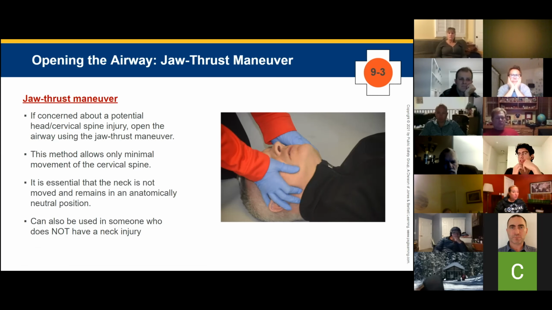And again, that does the same thing. It pulls the muscle of the tongue out of the back of the throat, and that's going to allow this person to breathe without obstruction. And you do not have to move the C-spine with this, so that allows them to not have their C-spine moved if you think it might be broken.